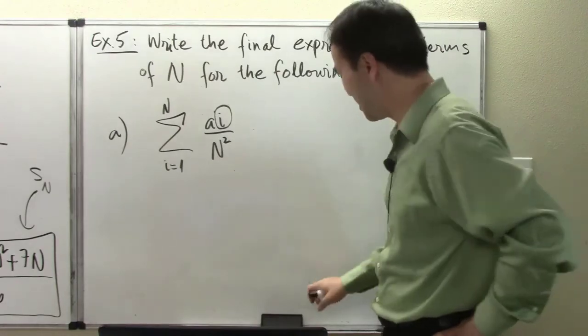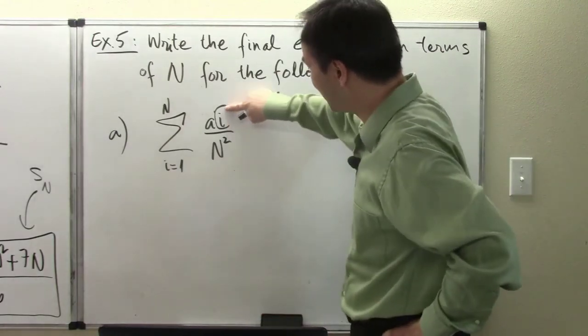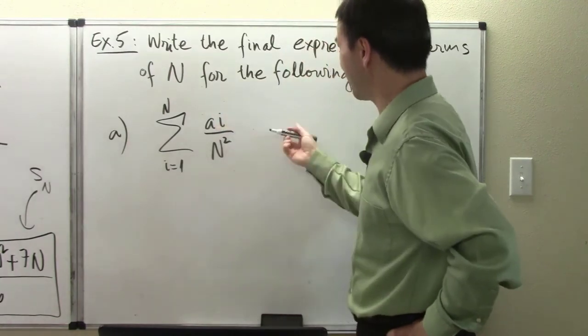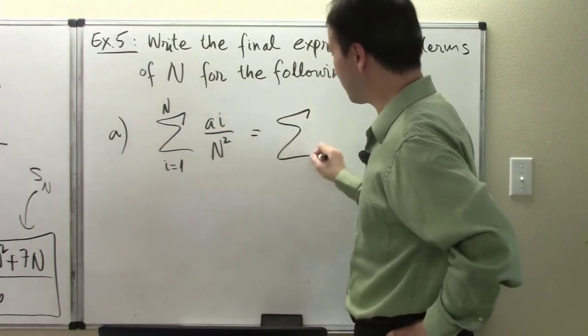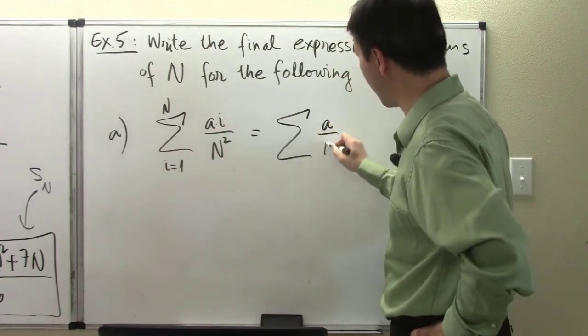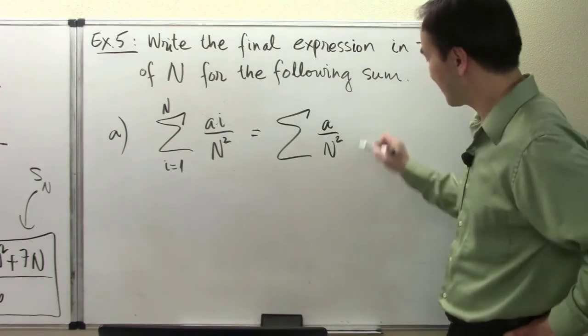So this is what I mean right here. Now I realize I made my board a little too ugly. So here, the same summation, but as a fraction. Now you can see that we can put a over n squared as a coefficient times i.